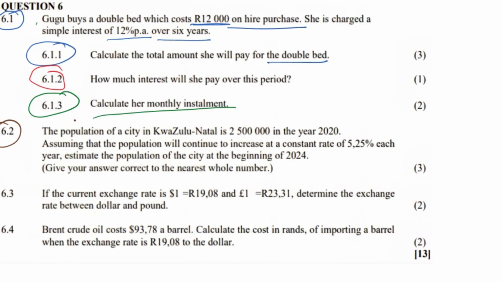6.2. It says the population of a city in KwaZulu-Natal is 2.5 million in the year 2020. Assuming that the population will continue to increase at a constant rate of 5.25% each year, estimate the population of the city at the beginning of 2024. Give your answer correct to the nearest whole number. This problem is called an inflation problem. So that means we need to use the compound formula. But before we write the compound formula, we need to write the shopping list.